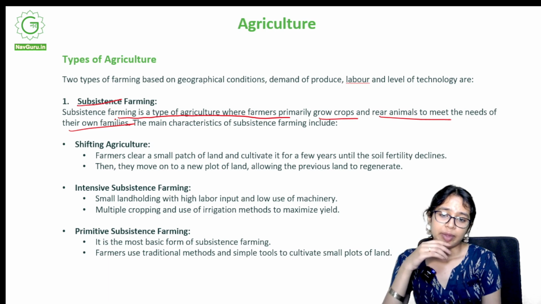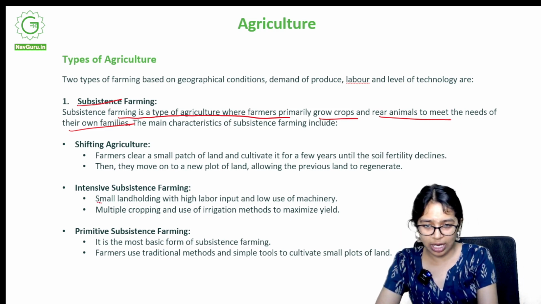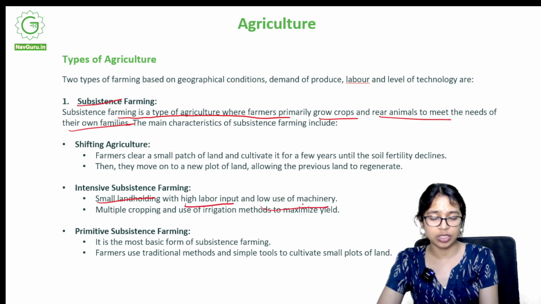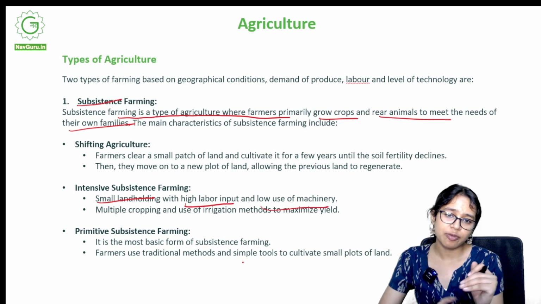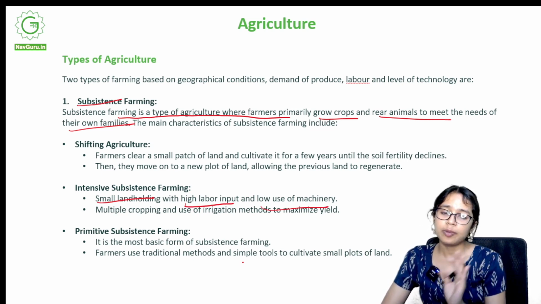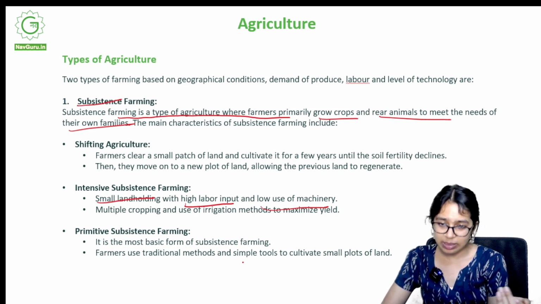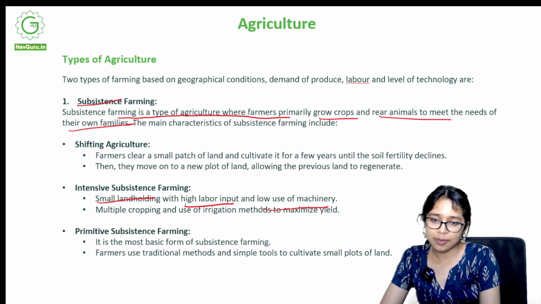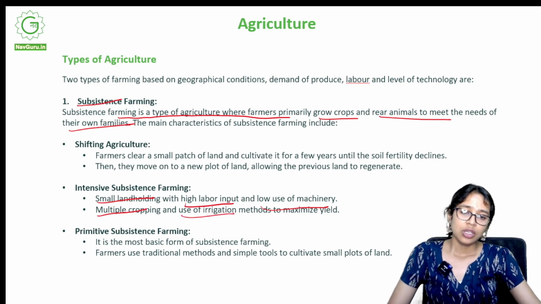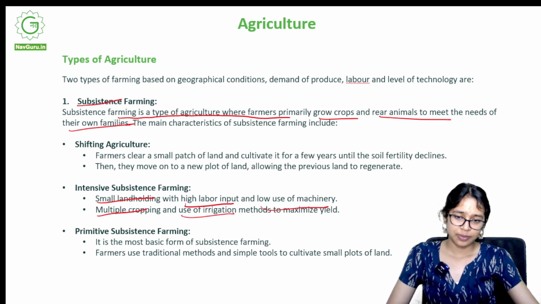Intensive subsistence farming: small land holding with high labor input and low use of machinery. So here, what are the characteristics? Keep in mind: small land holding, high labor input, and low use of machinery. So it's basically less use of machinery, and there are a lot of people employed in this. Multiple cropping and use of irrigation methods to maximize yield. So intensive subsistence farming uses multiple cropping methods and irrigation methods to maximize their yield.